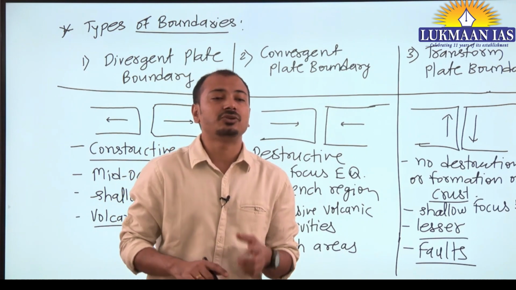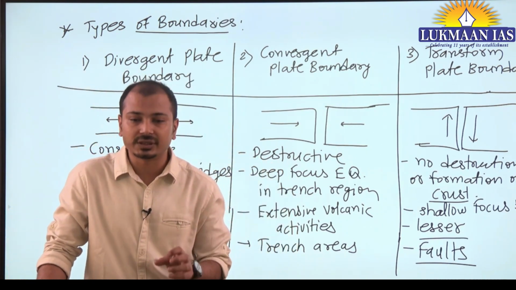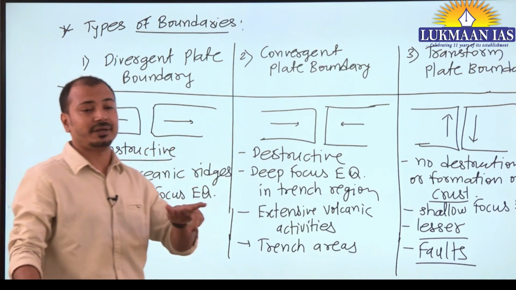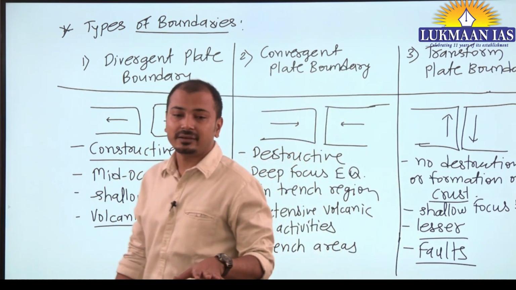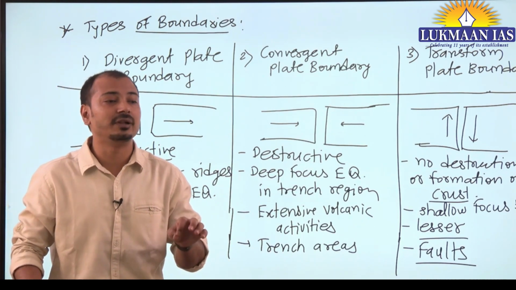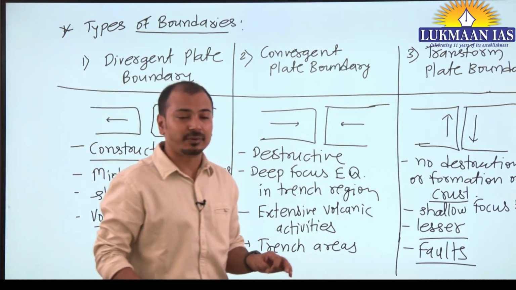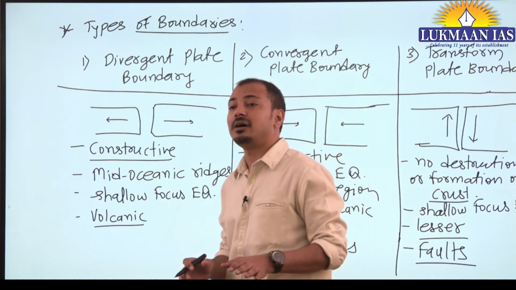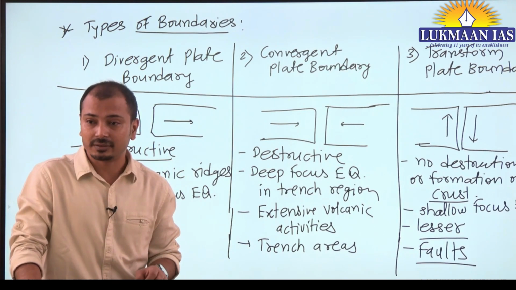But on the basis of the larger area covered by continental or oceanic crust, the plate will be called a continental plate or oceanic plate. For example, the Pacific plate is largely covered by oceanic crust. That's why it will be called an oceanic plate. But if we take the example of the Eurasian plate or African plate, largely continental mass is there. So that's why it will be called a continental plate.